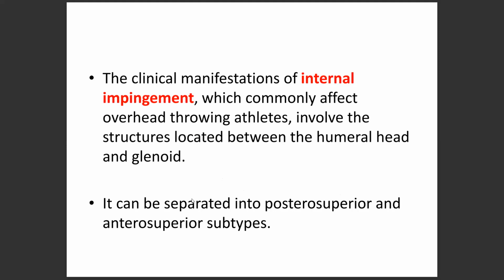On the other hand, the clinical manifestation of the internal impingement commonly affects overhead throwing athletes, in which there is involvement of extreme external rotation. It involves structures located between the humeral head and the glenoid. Now this is the important point. In internal impingement, the same structure is the humeral head, but the opposite structure is not the acromion or the coracoid, but it is the glenoid rim. It can be separated into posterior superior and anterior superior subtypes. These are the subclassifications of this internal impingement.